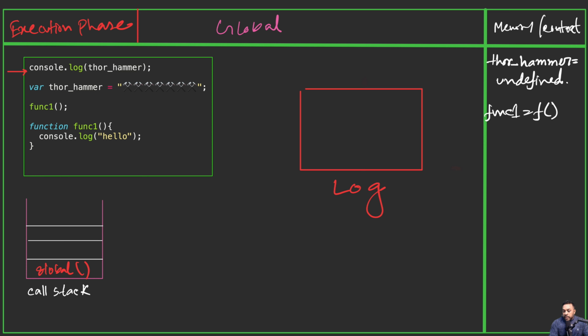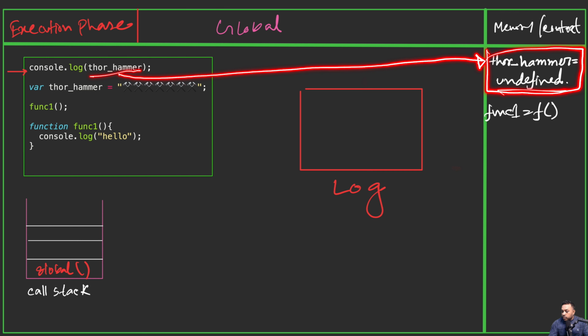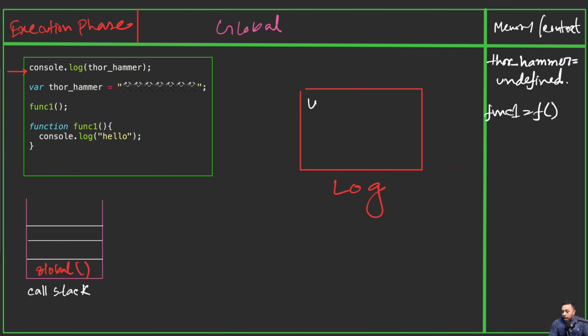Now in the execution phase, it is trying to console log this Thor hammer. So it will access this variable and look into the memory. And there is the variable and the value is undefined. So it will console log undefined here. Now you can understand why it is console logging undefined in this line. Now it will come to the next line and here it sets hammer in this variable. So this undefined will be removed and this hammer will be set here.